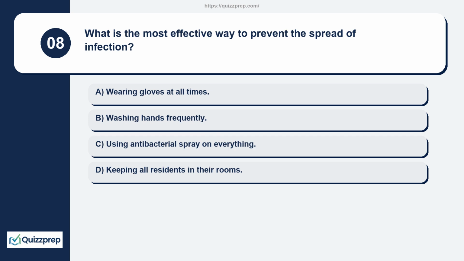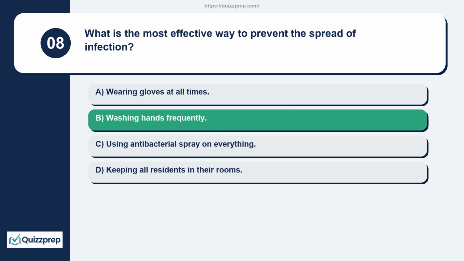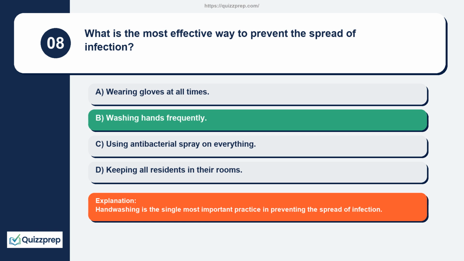Question 8. What is the most effective way to prevent the spread of infection? Wearing gloves at all times. Washing hands frequently. Using antibacterial spray on everything. Keeping all residents in their rooms. Hand washing is the single most important practice in preventing the spread of infection.